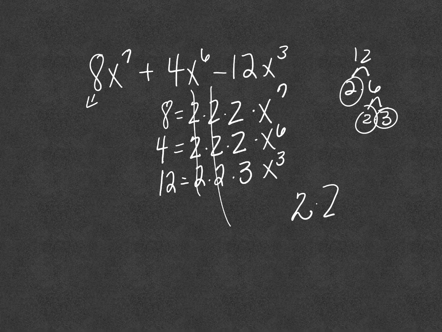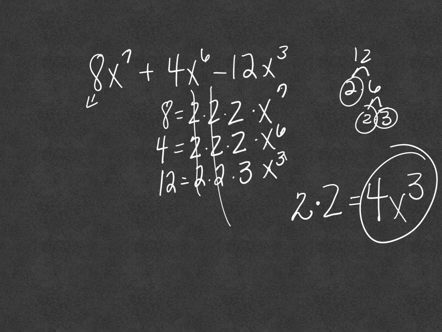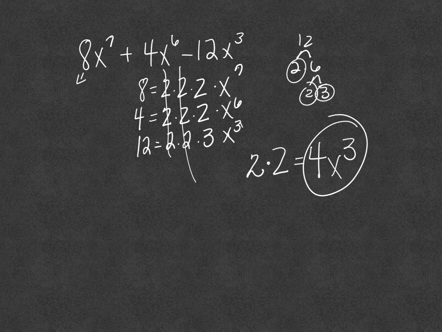What do we do when we have two numbers? We're going to multiply those, which equals 4. Okay? In this case, I have x to the 7th, x to the 6th, and x to the 3rd. So it's going to be 4x to the 3rd. All right? Now, I'm going to take each one of these terms and I'm going to divide. Okay? So now I'm going to do my division.